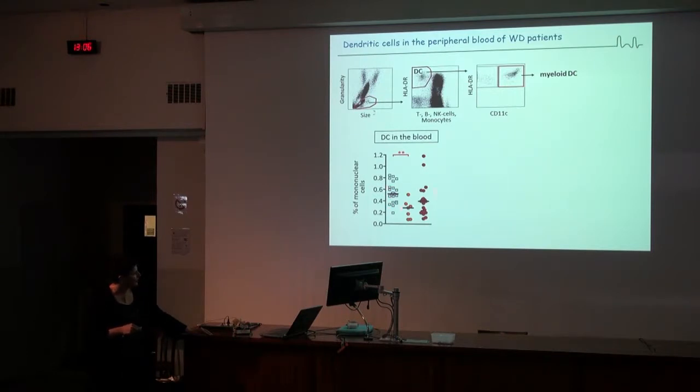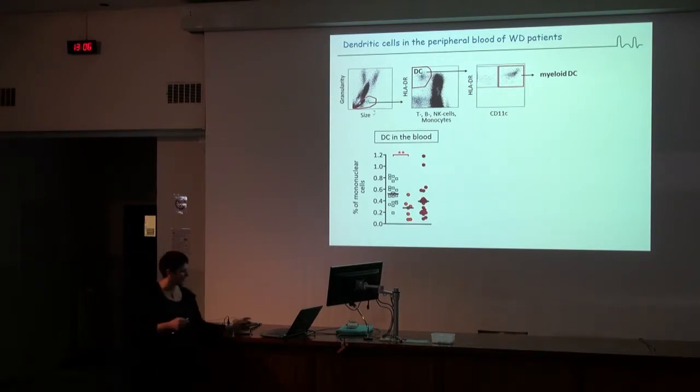So exactly this population of myeloid dendritic cells is reduced in the blood of patients. Here are the controls, here are the untreated patients and the treated Whipple's disease patients. And we see that the untreated Whipple's disease patients have a low amount of these myeloid dendritic cells in their peripheral blood.